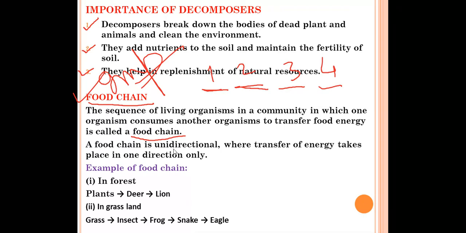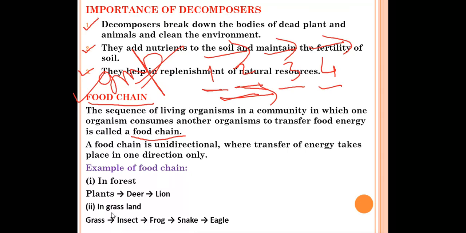A food chain is unidirectional, means transfer of energy will be in one direction only, like this. The flow of energy will be in one direction, so it is called unidirectional, where the transfer of energy takes place in one direction only. For example, in a forest, what are present? Plants are present, right? Plants will be eaten by the deer and deer will be eaten by the lion. So this is forming one food chain in the forest.